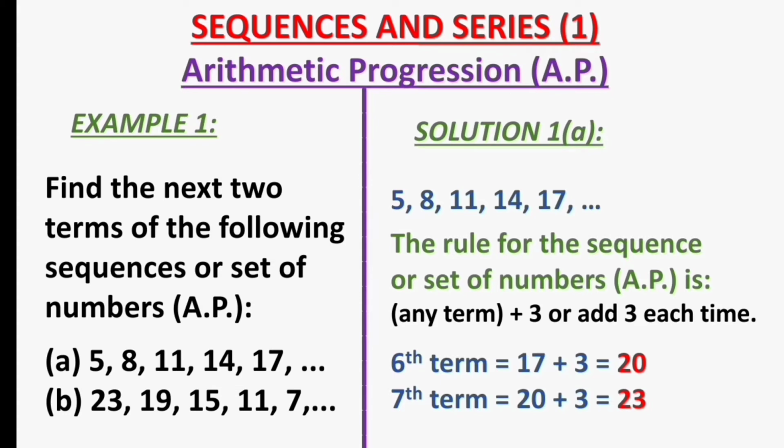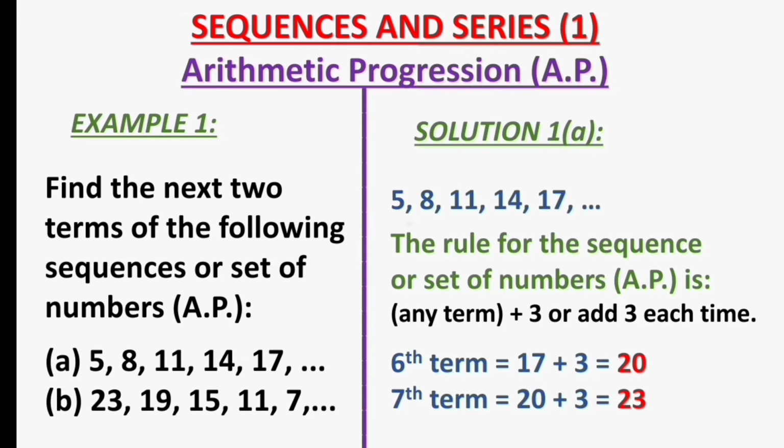Since the sequence showed the first 5 terms, then the next 2 terms will be the 6th term and the 7th term. Following the rule or the pattern, the 6th term will be 17 plus 3, which will be 20, and the 7th term will be 20 plus 3, which will be 23. So the next 2 terms will be 20 and 23.